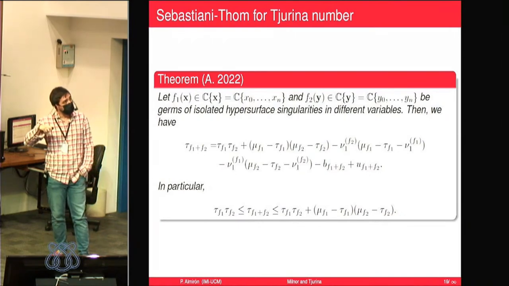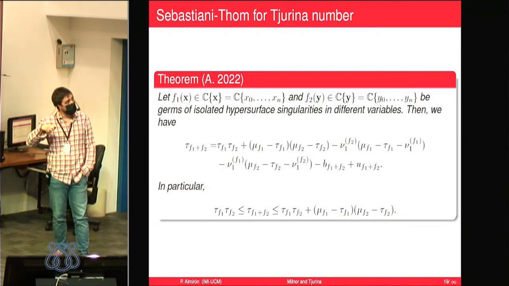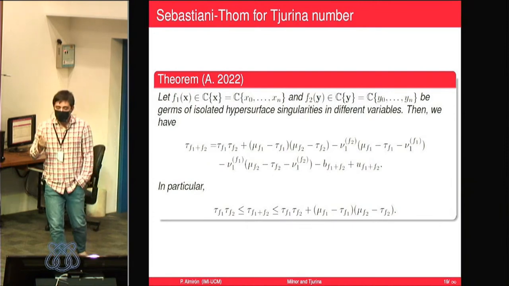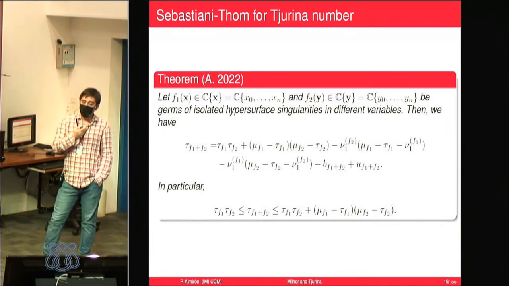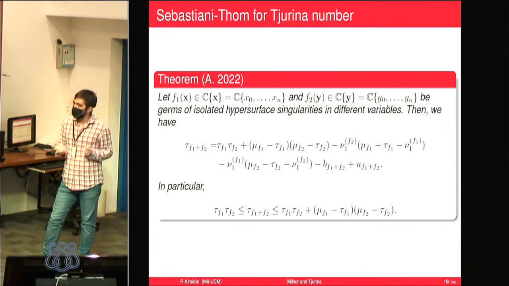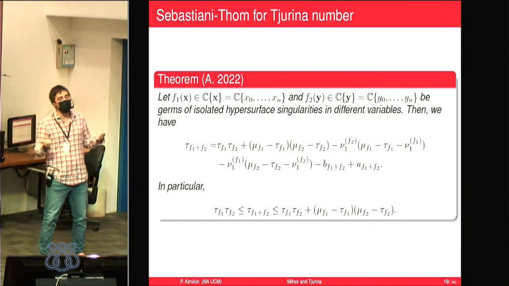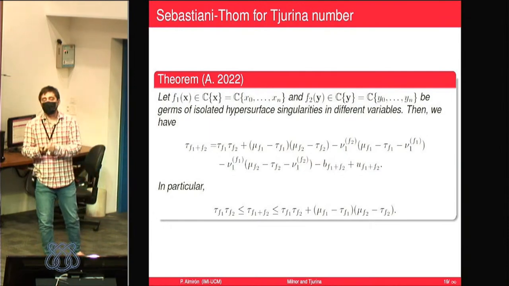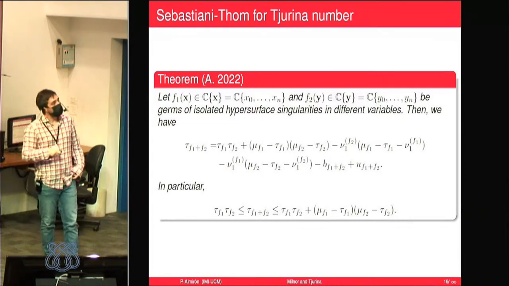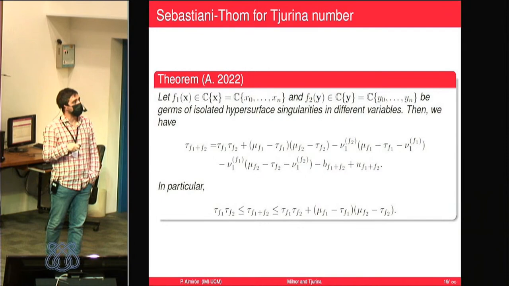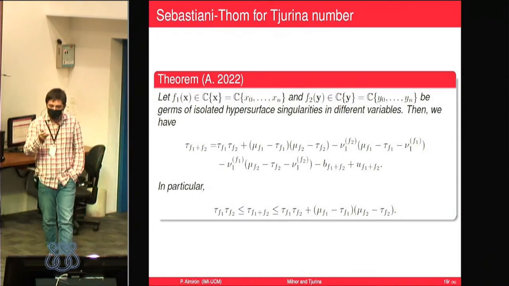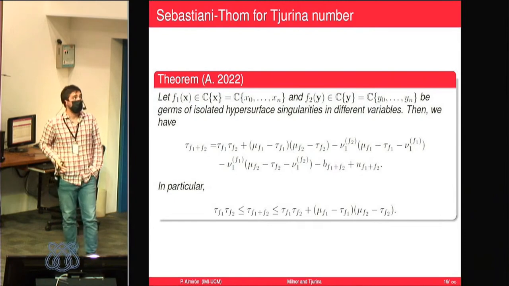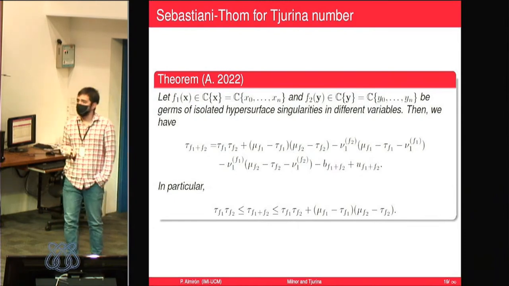And on the other part, there is the question of why the second inequality is sharp. This is more tricky, but essentially, a very nice example is to take two plane curve singularities and do the join of them. If you do the join of these two plane curve singularities, then you can check that the upper bound inequality becomes an equality. I mean, the upper bound is sharp with this example. This is for other reasons that I don't want to explain, but an example of sharpness for the upper bound is the join of two plane curve singularities.